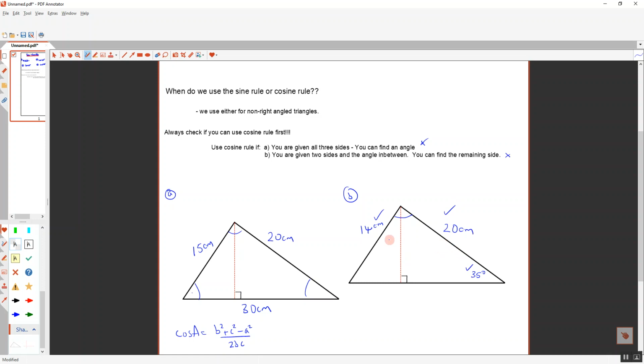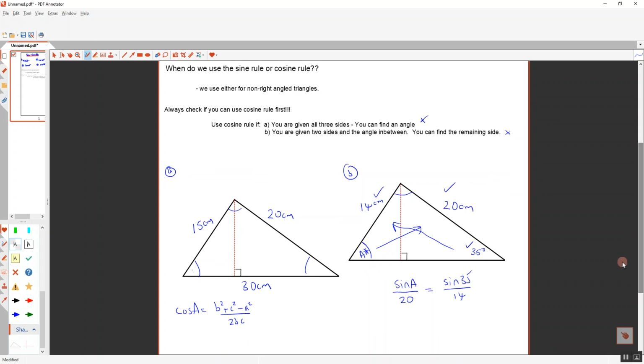Remember, the sine rule is, if I want to work out this angle, and I call it A, I could say sine A over the opposite side is equal to sine of 35 over this opposite side. I would solve that, and I would be able to work out this angle. So you always determine if you can use the cosine rule first.